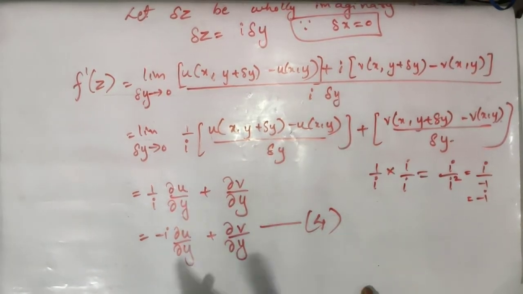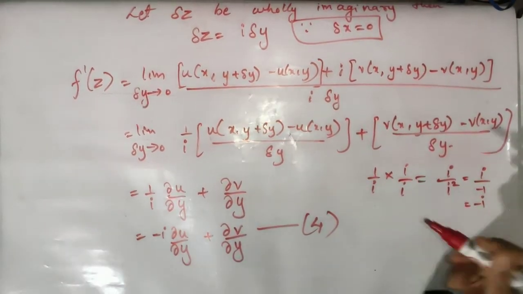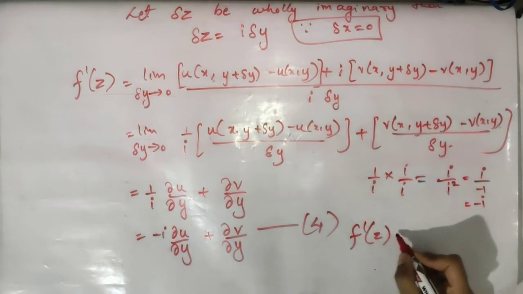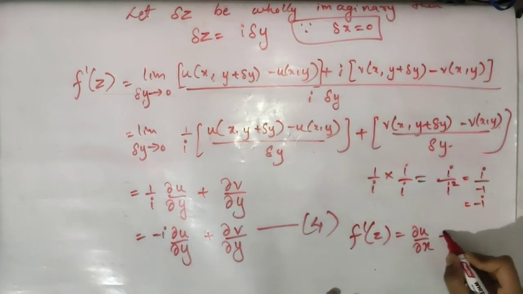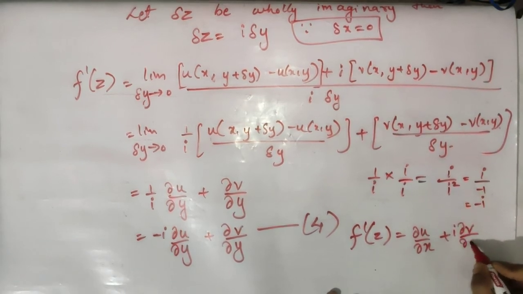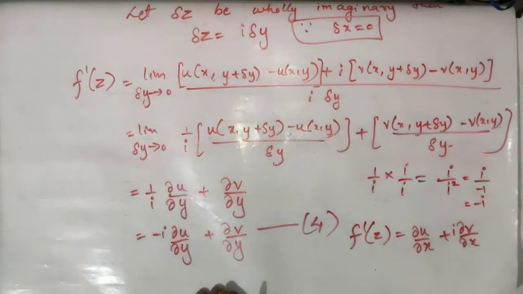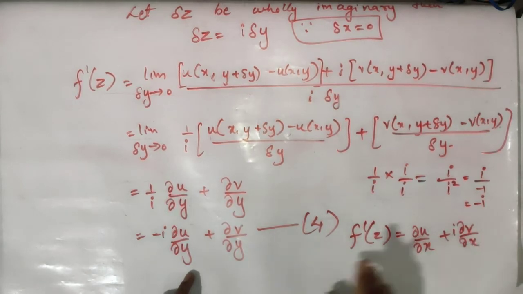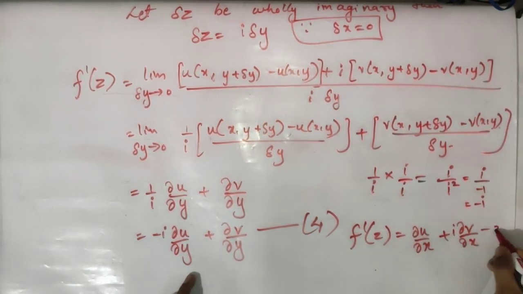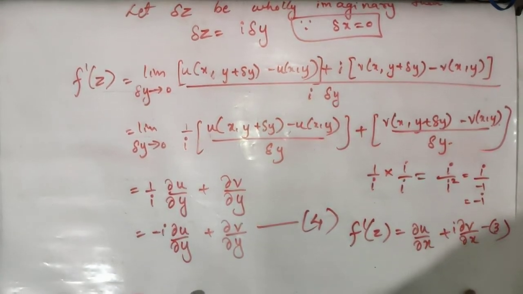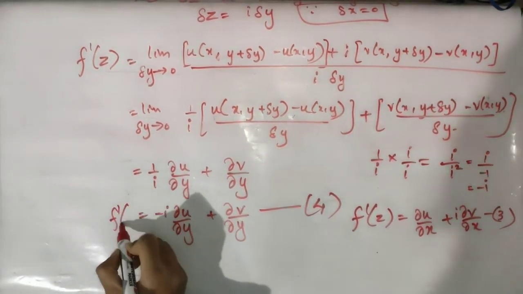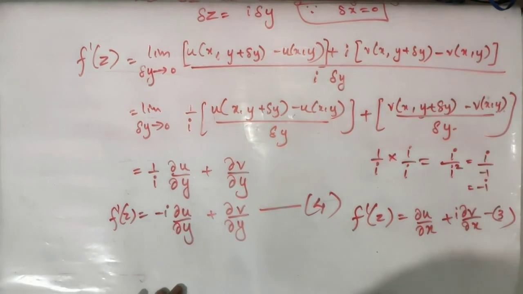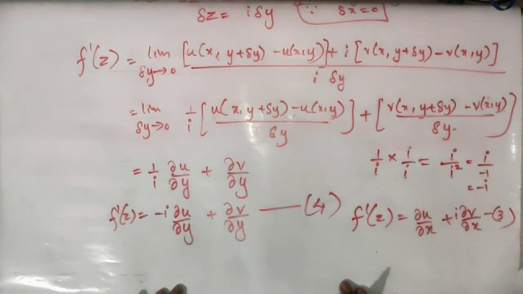From equation 3 and 4, from equation 3 we have got this result. I'll write it again here. We have got f dash of z to be dou u by dou x plus i into dou v by dou x. Now compare the real and imaginary parts from equation 3 and equation 4. Anyway, both are the derivatives of f of z, so they must be the same. So compare the real and imaginary parts of equations 3 and 4.